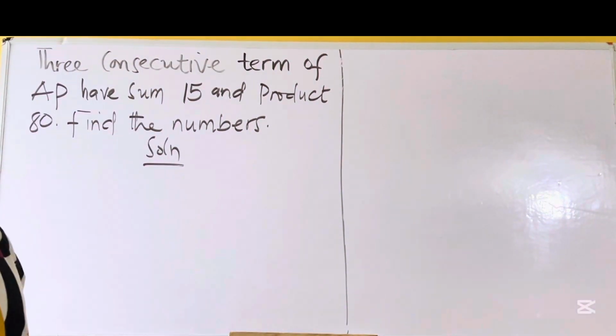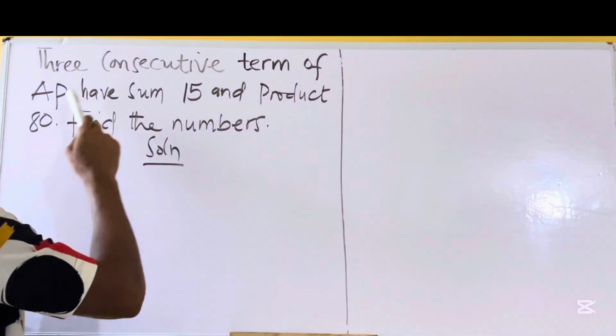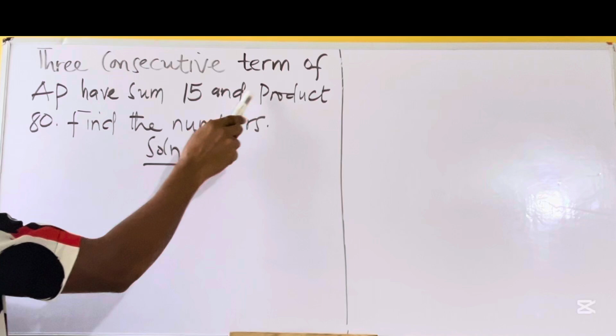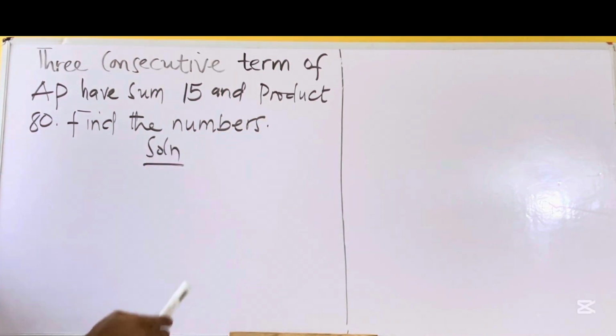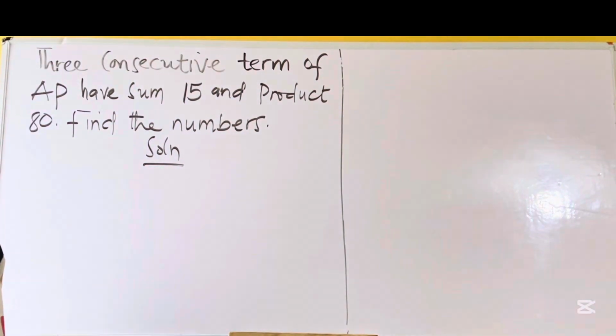Now let's look at what we have today. They said 3 consecutive terms of an AP have a sum of 15 and a product of 80. Find the numbers. We know sum means addition, and we know product means multiplication. So it's very easy for us to find this.